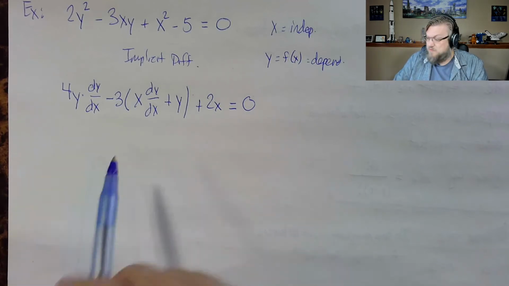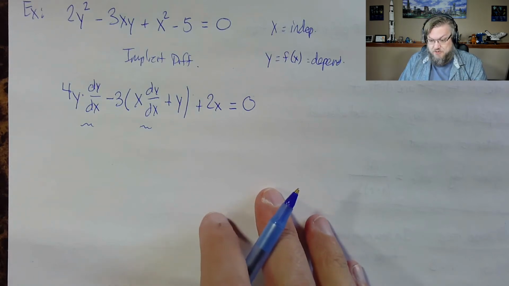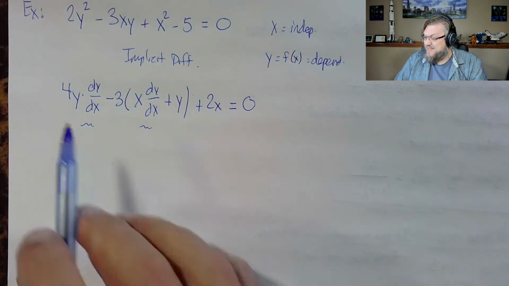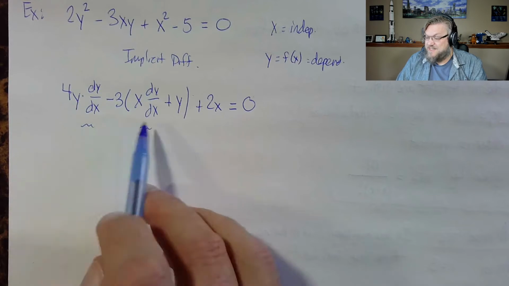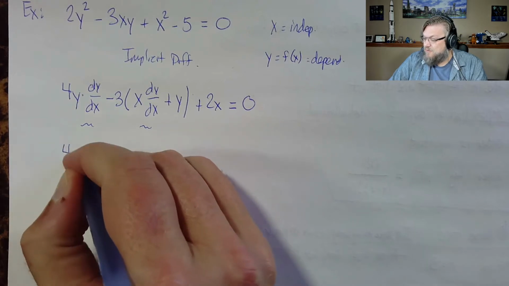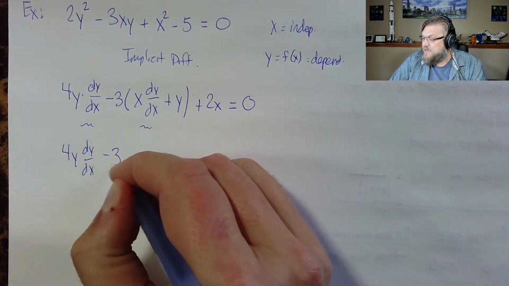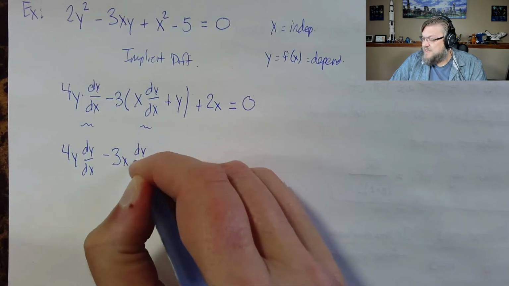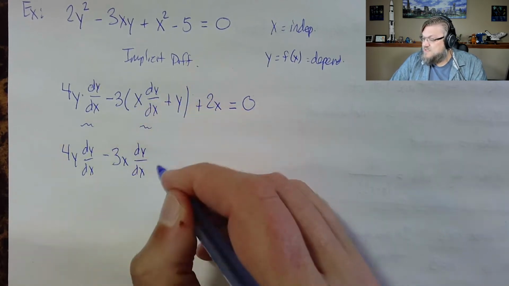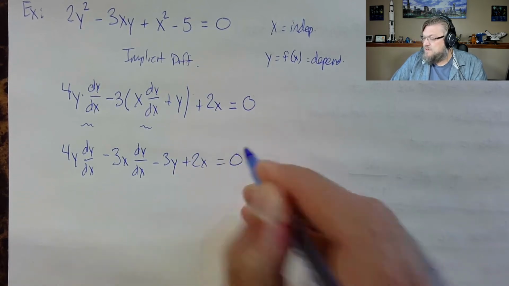And now the next goal would be to solve for dy dx, right? So this would require a little bit of multiplication out, and then solving and getting dy dx stuff on one side and throwing the other stuff on the other side. So let's see if we can do that. We have 4y dy dx. Here we have negative 3x dy dx minus 3y plus 2x equals 0.